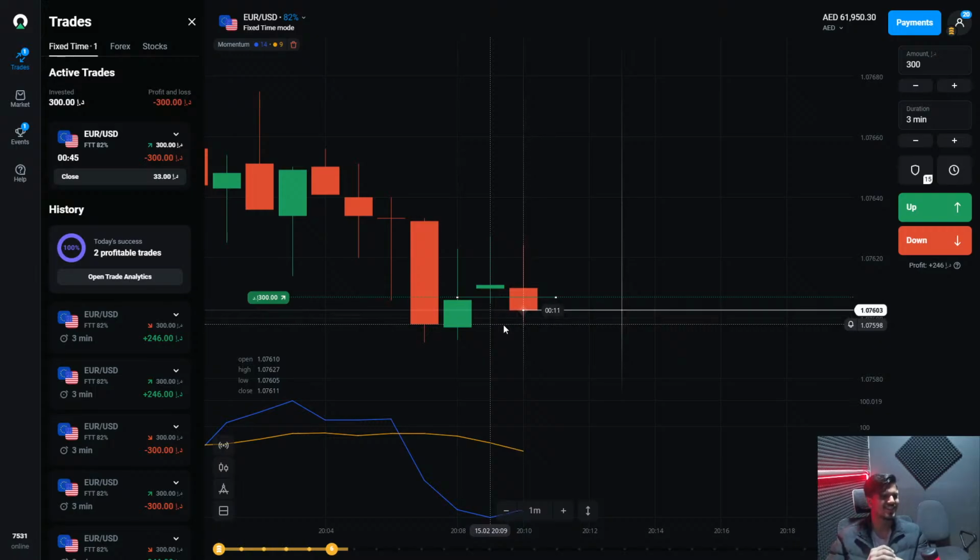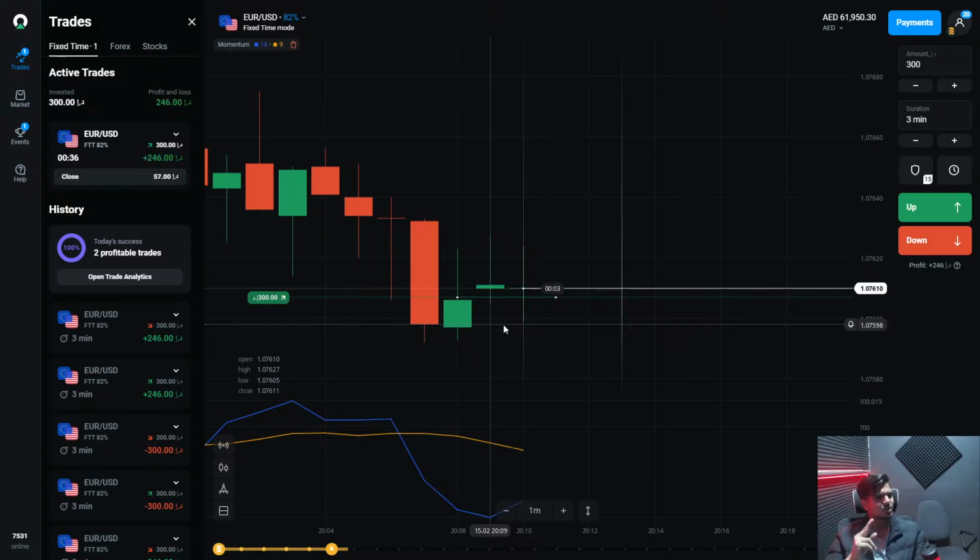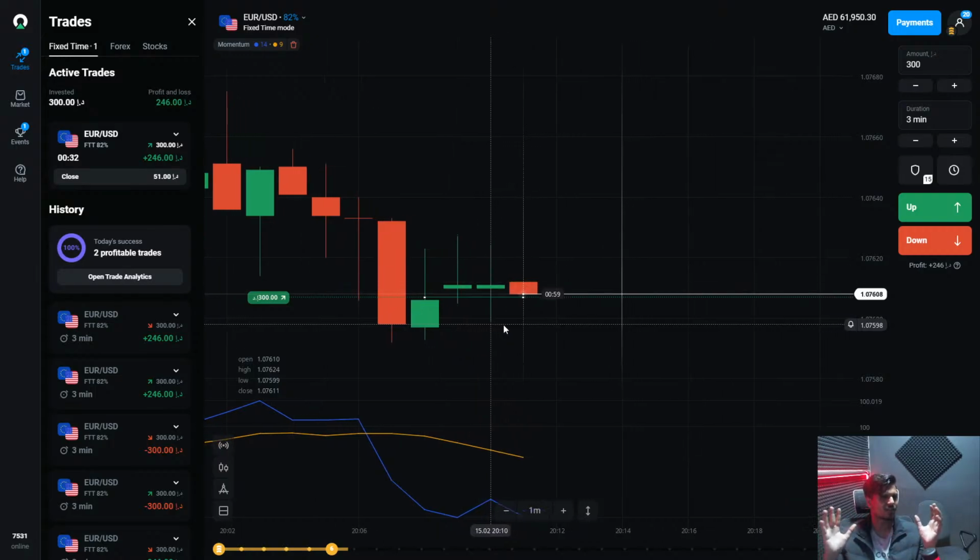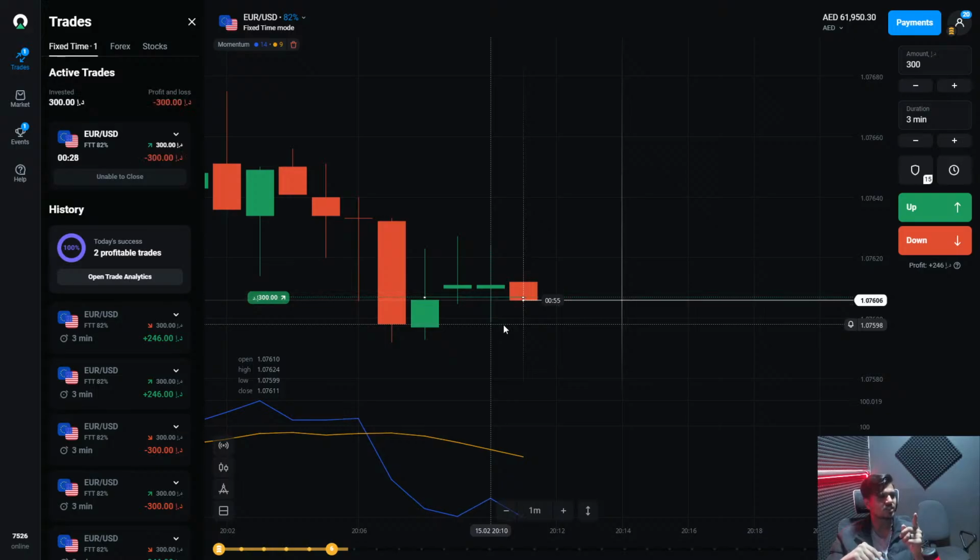Guys, did you see one thing? Did you notice one interesting thing? For the last 2 minutes, approximately 20 seconds, it is in profit. But here, in just the last 40 seconds, it changed direction and is moving downward. Only 20 seconds remain, guys.